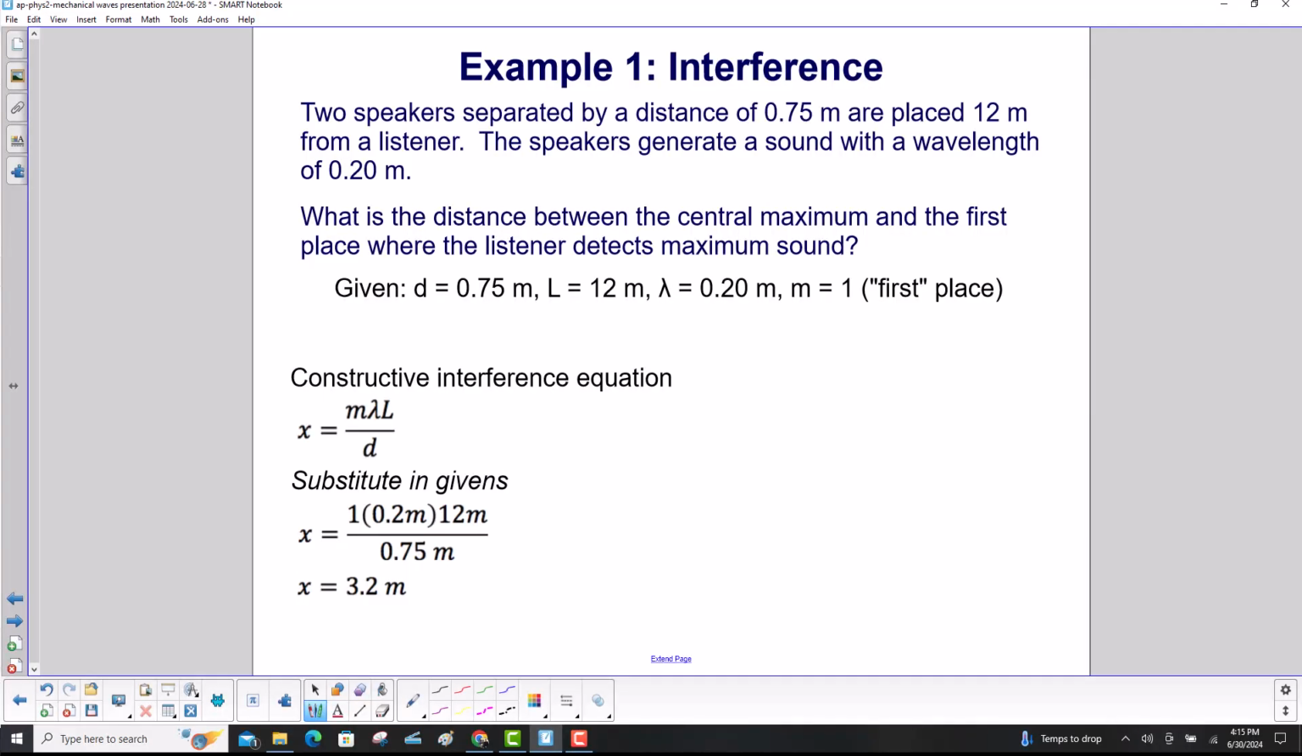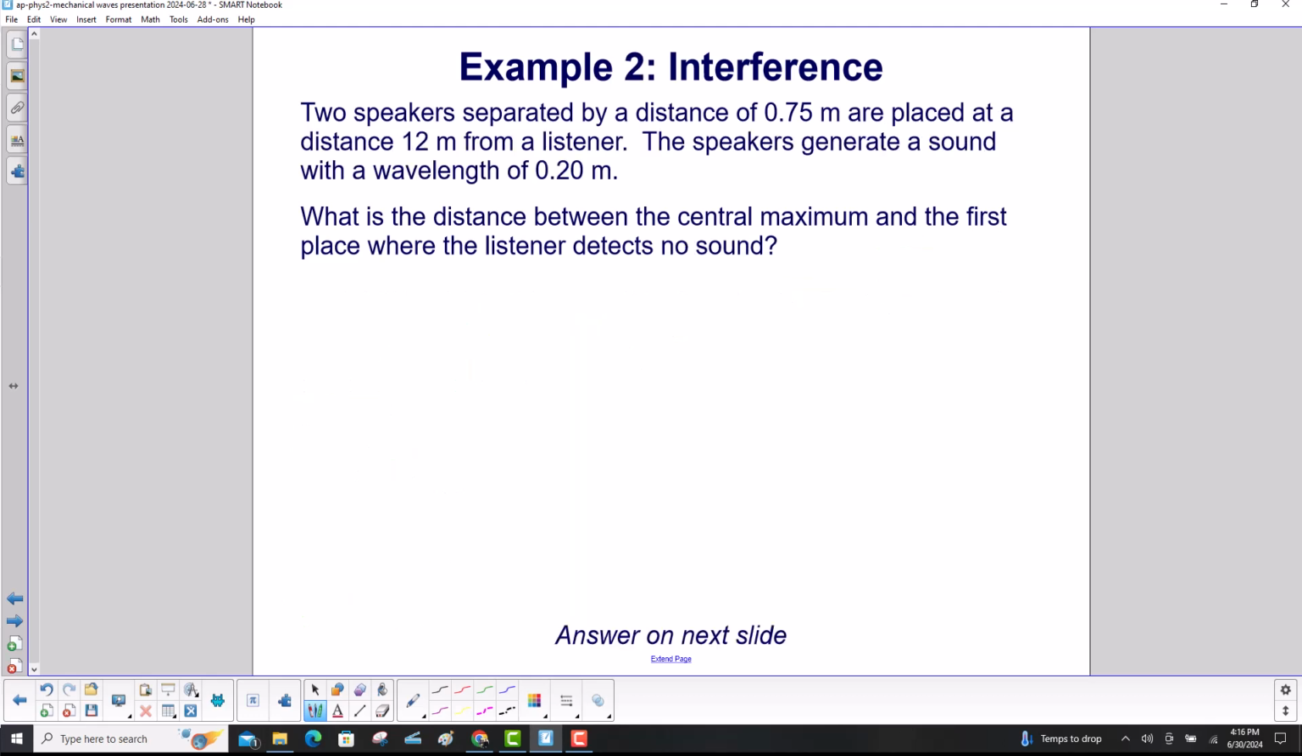So maximum sound requires constructive interference. So here's our equation. D is the distance between the speakers. L is the distance between the speakers and where you're listening for it. Lambda is the wavelength of the sound. And since they want the first place where you hear maximum sound, that's m is equal to 1. Substitute in those values and you get 3.2 meters.